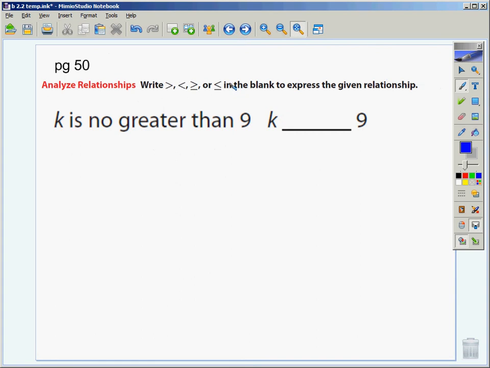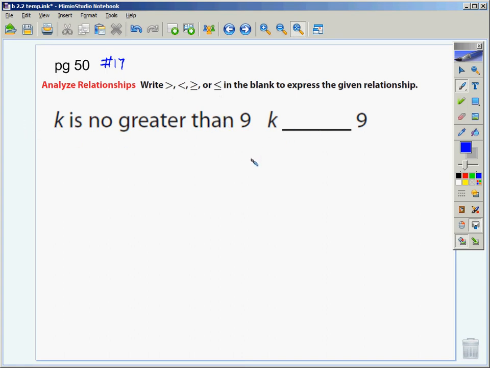I want you to turn all the way to the back of your packet then. This would be page 50, very last page. Yeah, you can actually write this right on the paper. I just wanted to make sure you understood how to do one of these types of problems. And which number is this? It's number 17. Okay. Here they're saying write greater than, less than, greater than or equal to, or less than or equal to in the blank. And they're giving you a word phrase in front of it.